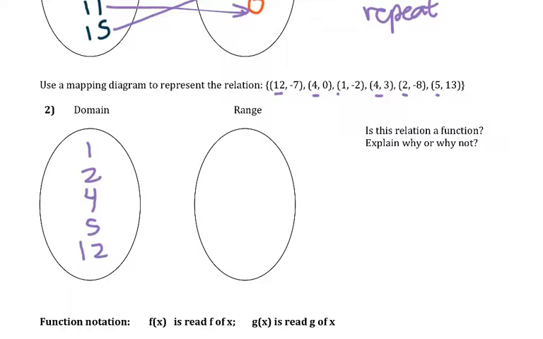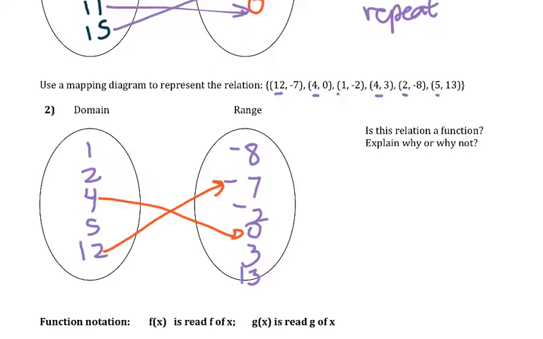And my range, the -8 would actually be first. -8, -7, and then -2, and then 0, 3, and 13. And so when I map that, I'm going to have 1 is going to go, well, I'll just do these in order: 12, -7, 4, 0, 1, -2, 4 is also going to go with 3, so that's the problem right there. 2, -8, and 5, 13.